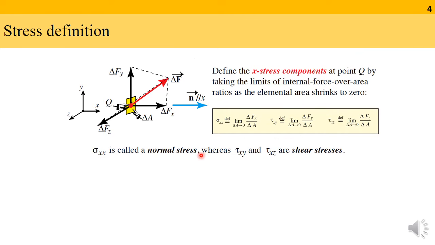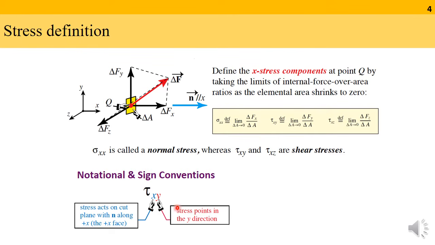So, sigma xx is the normal stress. Normal stress means that the direction of the outward normal, that is n, which is parallel to the x-axis, is the same as the direction of the force, that is delta Fx. Tau xy and tau xz are the shear stresses. The outward normal of the area is along x, but the force is along y and z respectively. So, they are shear stresses.